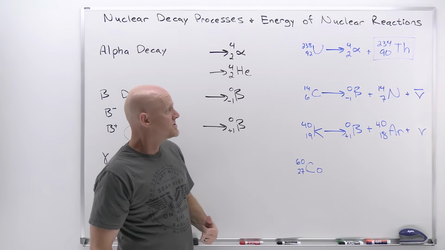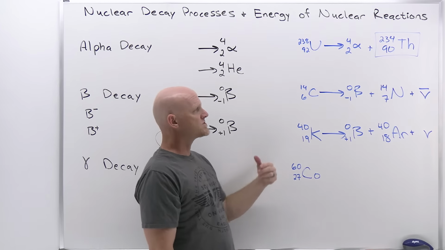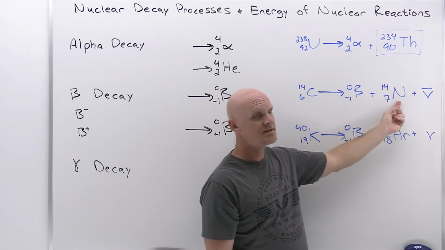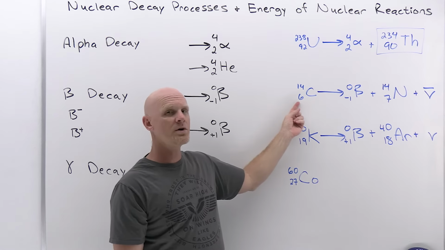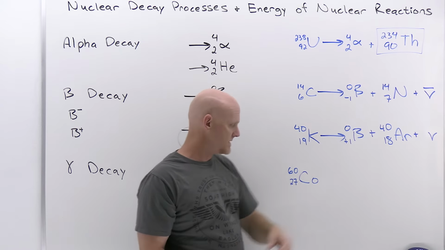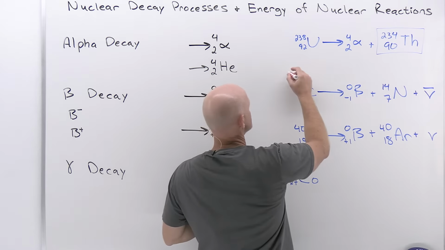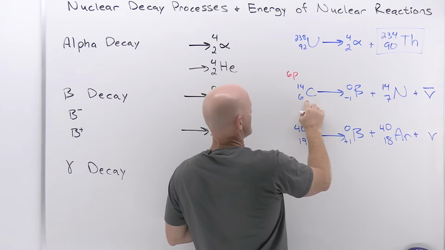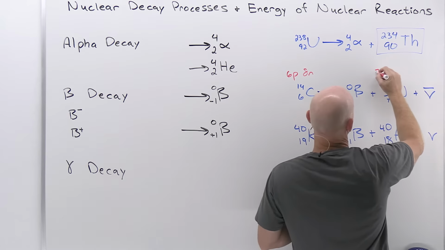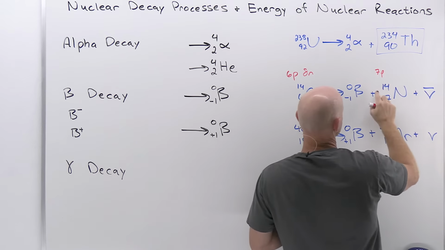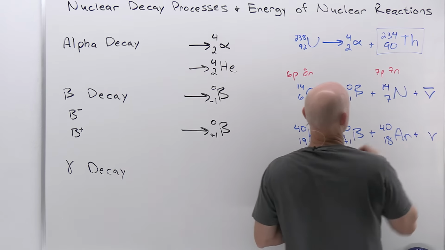Now, one other thing you should note here about both electron emission and positron emission. Take a look at what's really going on in going from carbon-14 to nitrogen-14. Your mass number is not changing, but notice your atomic number is going from 6 to 7. Carbon has 6 protons and 8 neutrons. But nitrogen has 7 protons, the atomic number is the protons, and the difference between the mass number and the atomic number is the neutrons, so 7 neutrons.